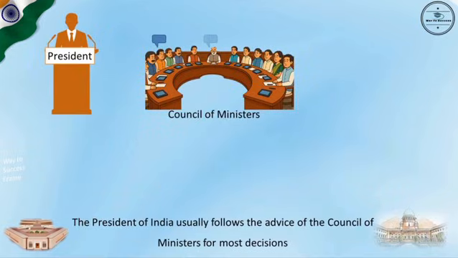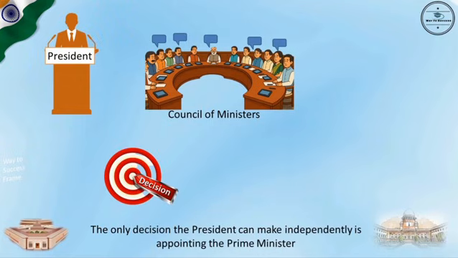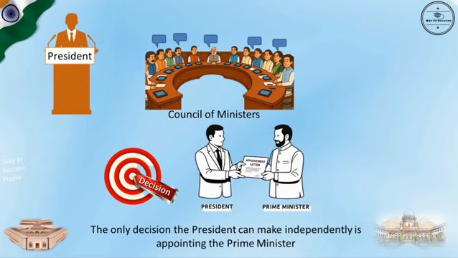The President of India usually follows the advice of the Council of Ministers for most decisions. The only decision the President can make independently is appointing the Prime Minister.